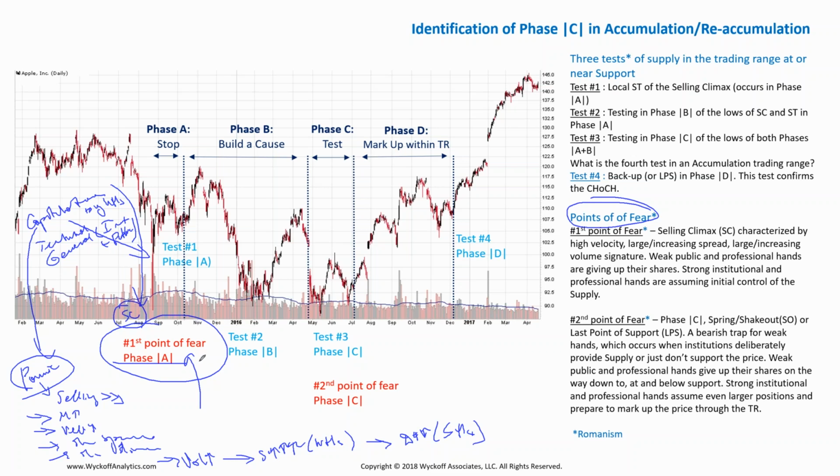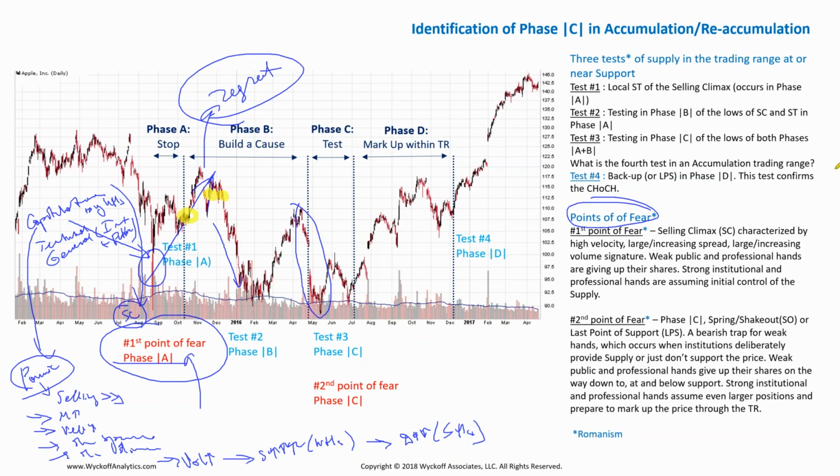The second point of fear is not necessarily going to be in phase B. It could be in phase C. Why is that? Well, think about the sentiment of weak hands. They just sold here and then the price went up. What do you think they feel at this point? This is definitely regret. So what are they going to do? They're going to buy. If they're regretful that they didn't hold on to this, and the price went up like this, they're going to buy here, and here, and somewhere here.